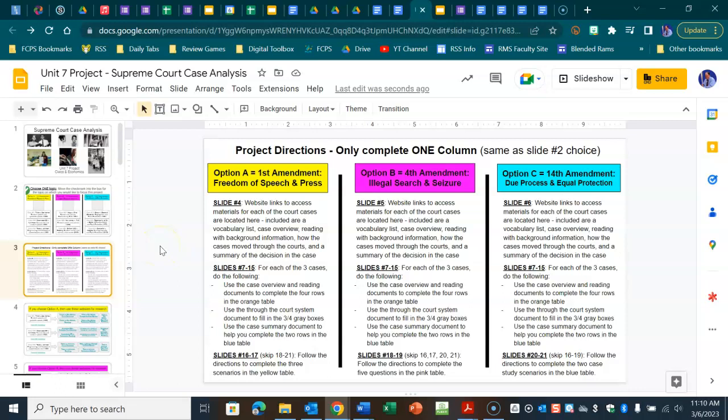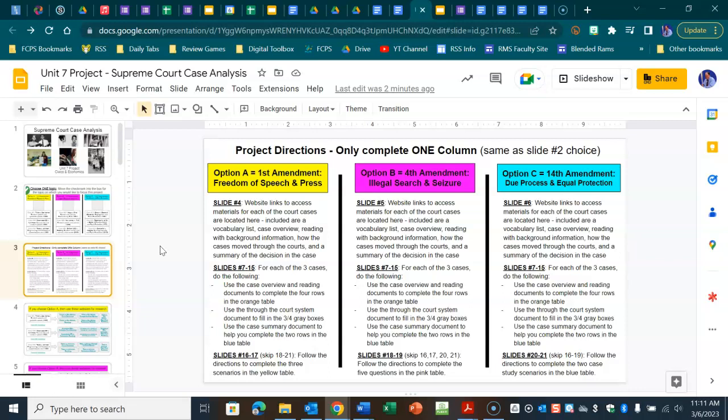At this point, you've read the directions for option A, B, or C, and you notice that at the bottom it says slides 16 and 17 for option A, First Amendment, 18 and 19 for option B, the Fourth Amendment, or option C is slides 20 and 21. You're going to skip the other ones.